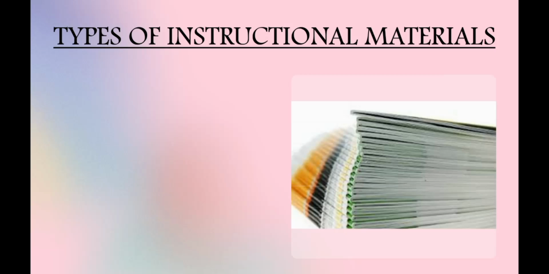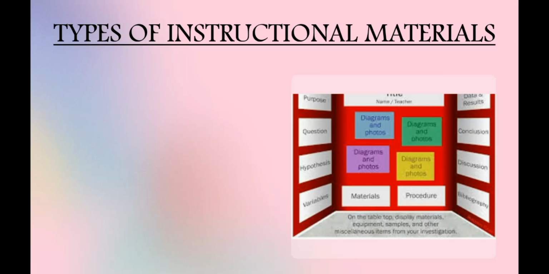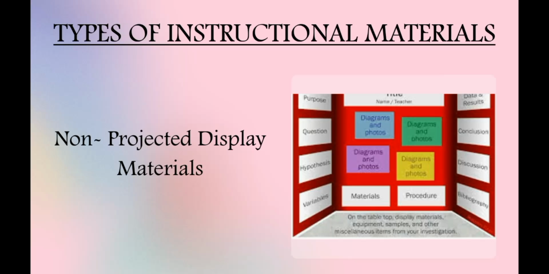Types of instructional materials. We have here the printed and duplicated materials. These comprise all textual and handout materials to be used by students or trainees, which can be turned out in large numbers by printing machines, photocopiers, and duplicators. Second, the non-projected display materials. These are visuals that do not need the use of equipment for projection.